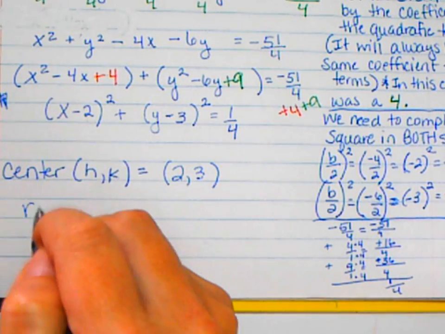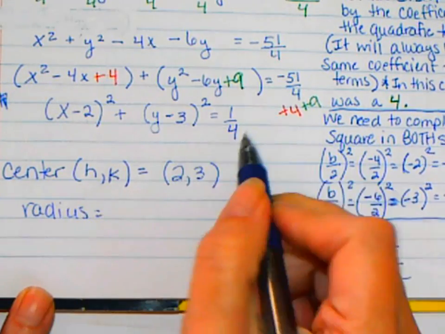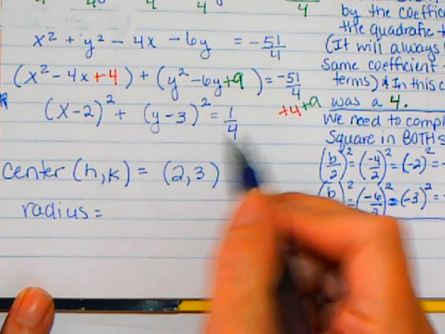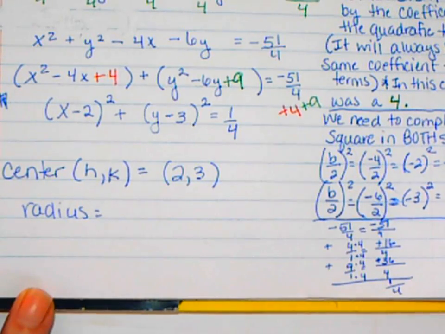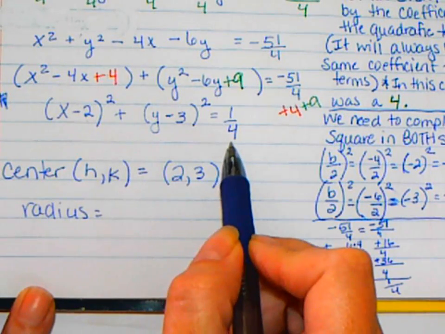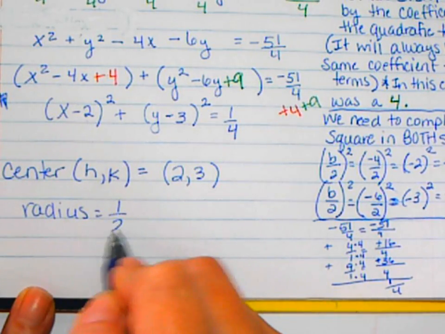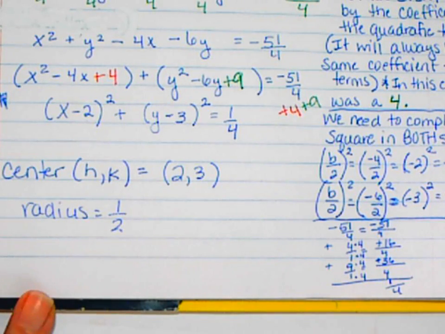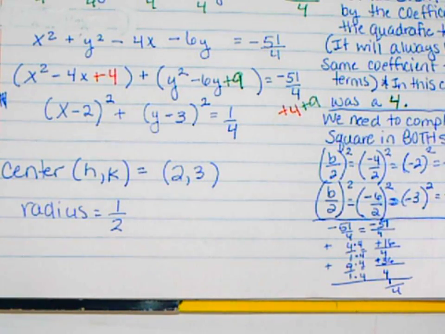And then my radius, we know this is radius squared over here in this spot, right? So what's the square root of 1/4? What's the square root of 1? What's the square root of 4? 2. My radius isn't 1/2 times 1/2 is 1/4? Why, yes it is. So there's my answer. Center is 2, 3. The radius is 1/2. Boom. And just like that, we're finished with this example.